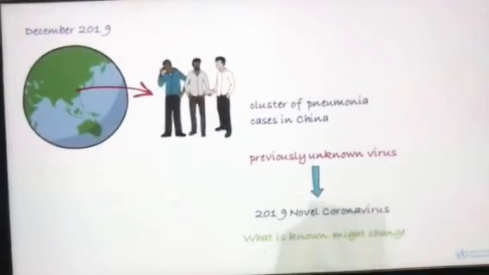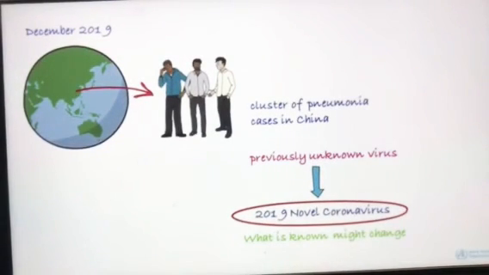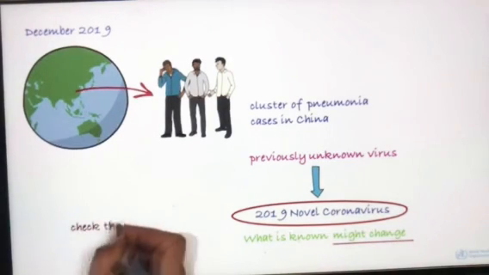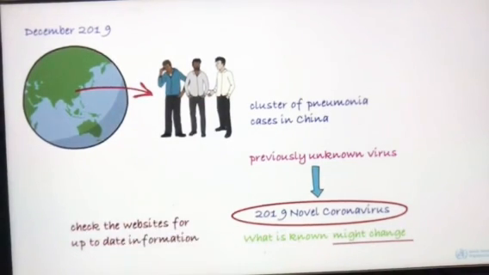That's a quick look at this emerging infectious disease. Given that this outbreak is evolving rapidly, what's known about this virus could change. Please check the websites below for the most up-to-date information.